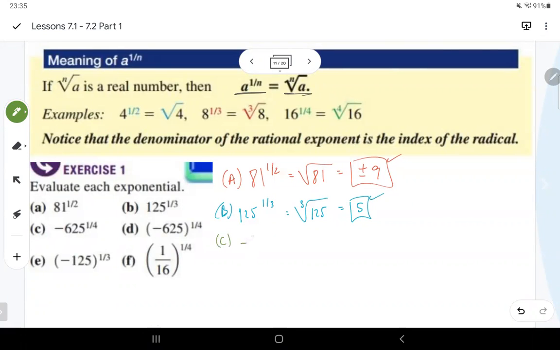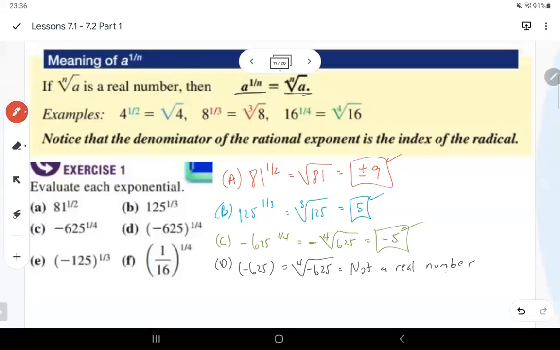C is negative 625 to the 1/4, which is the 4th root of negative 625. But wait, that has no parentheses, so we actually write the negative outside. Otherwise, we wouldn't have been able to do it. That gives us an answer of negative 5. Now, this one we do have the negative inside. And because this is an even index, the answer here is not a real number. Here we would do the cubed root of negative 125. So that is equal to negative 5.